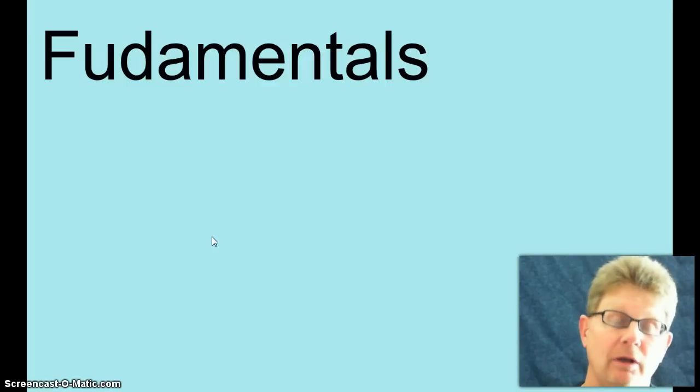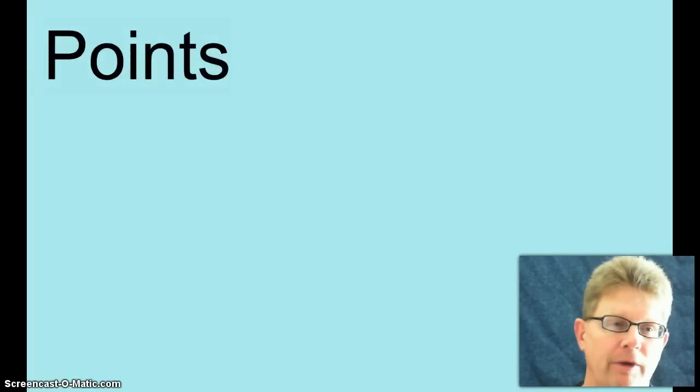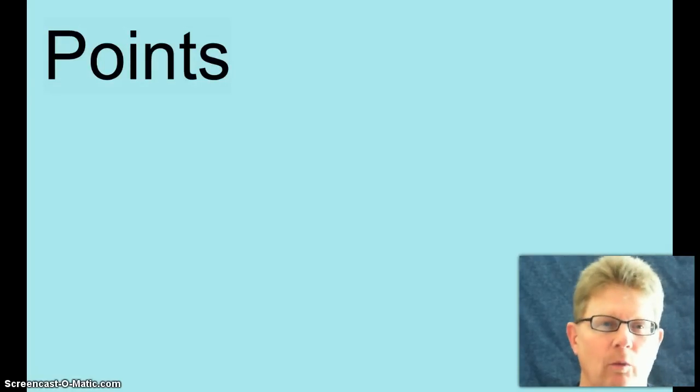In order to build a logical system, you have to start with unknown or undefined items. And the undefined items that Euclid started out with were points, lines, and planes. So let's go ahead and talk about points. I know I said they're undefined, but we will still talk about them, but try to stay away from a formal definition.